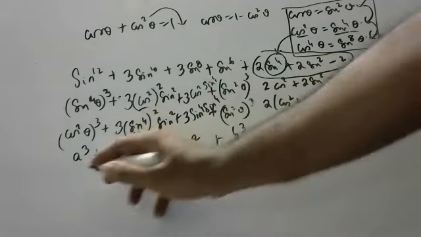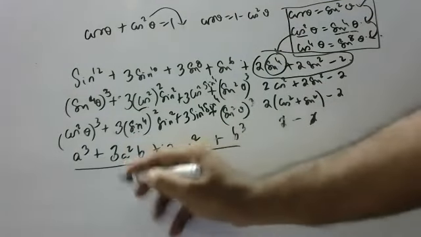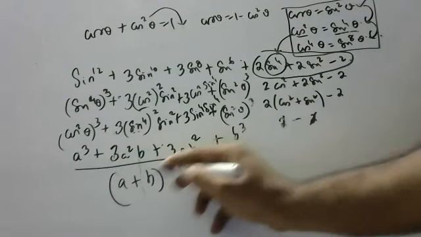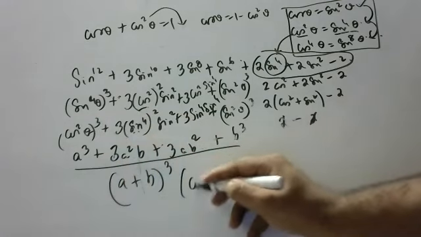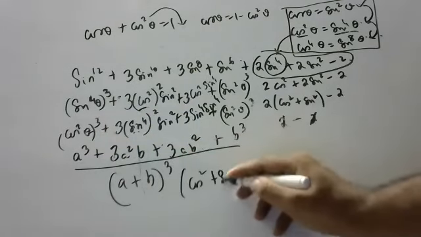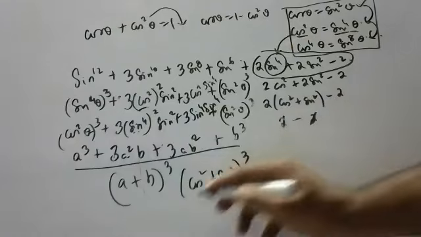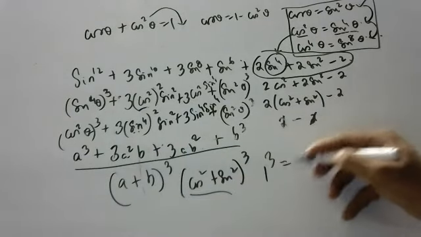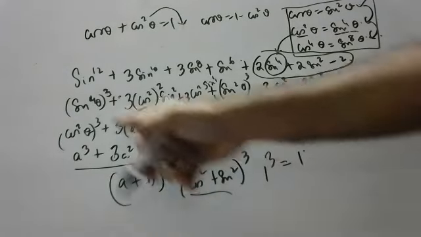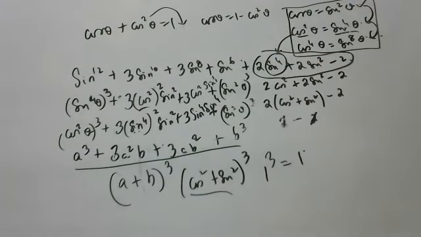Okay, children. And this whole thing, children, is nothing but a plus b whole cube. Who is a, children, here? Cos square. Who is b here, children? Sin square whole cube. And this is nothing but 1. 1 cube is 1. I know definitely you got confusion here, children.